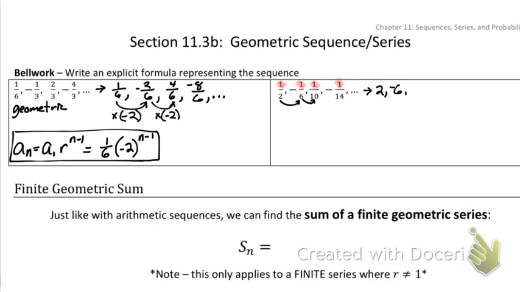-6, 10, -14. So if I just focus on my denominator, I'm going to notice it goes 2, 6, 10, and 14. And I'm just going to look at the positive versions of them. Because to get from 2 to 6, I add 4. Then I add 4. Then I add 4, so it is arithmetic.